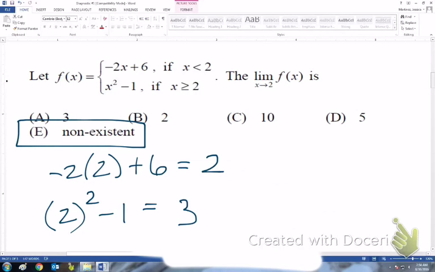So because the limit from the left is not equal to the limit from the right, then the limit does not exist. And this would look very similar to the one we had this morning where there was a break in the graph and you had to take your pencil off the paper in order to get up to the other point.